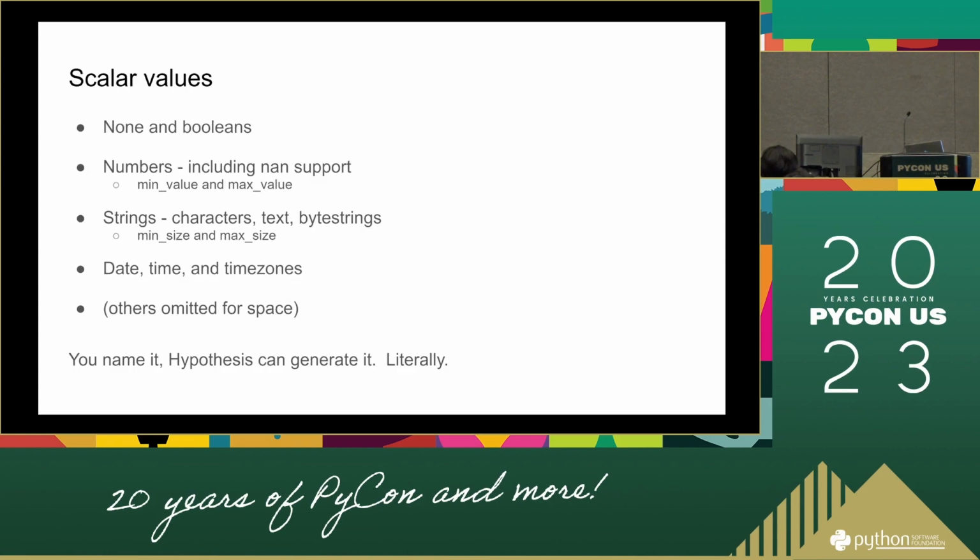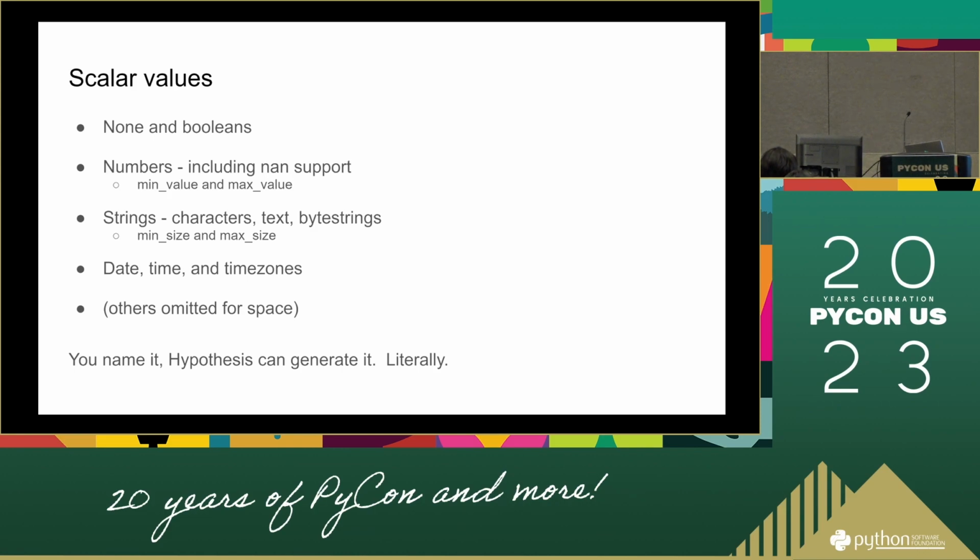So for scalar values, scalars like individual elements, Hypothesis has built-in strategies for None. That one's very simple. It just generates None. The Boolean strategy can generate True or False. So we're getting more complicated. And then once you get into numbers, we have integers.